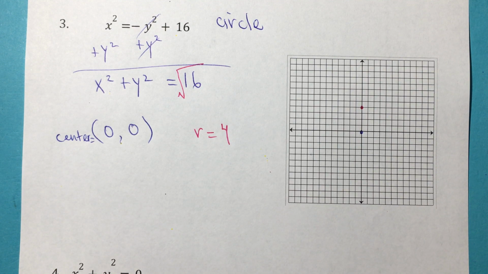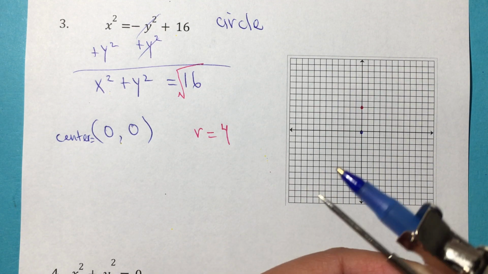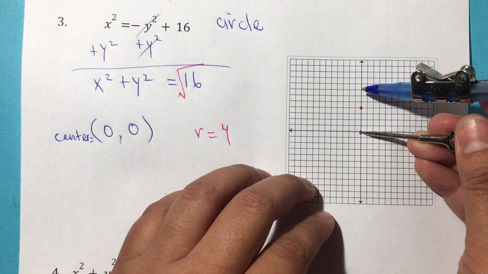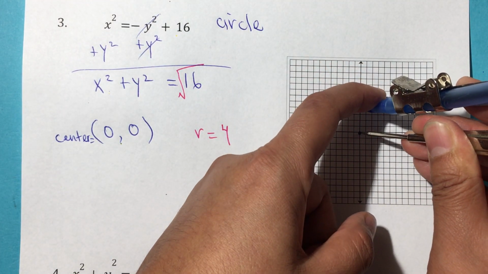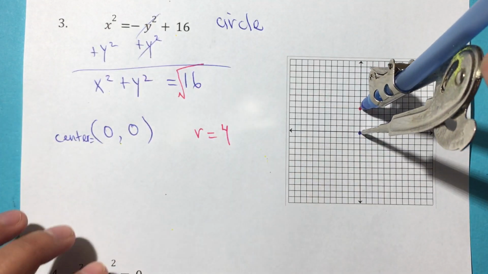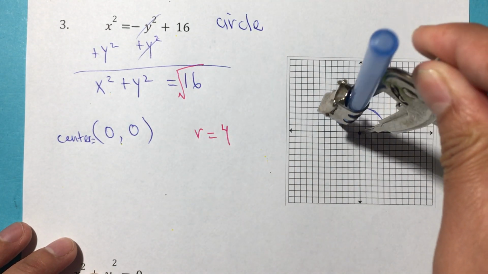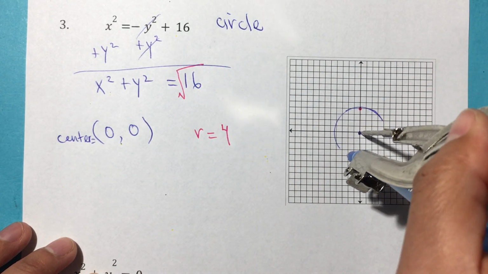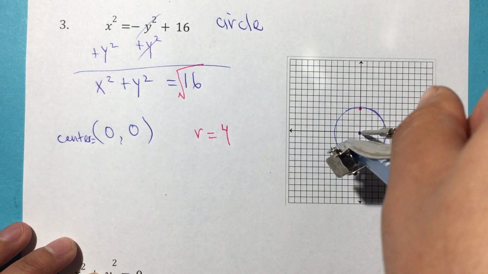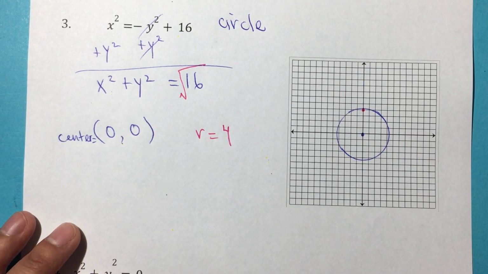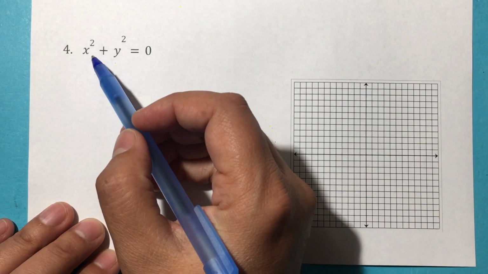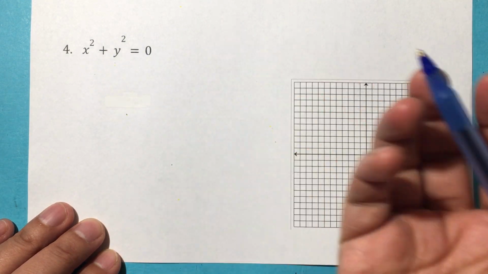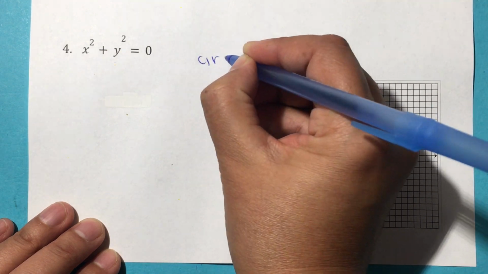It doesn't really matter. Okay, now we open our compass to 4 spaces away. And again, you might want to turn the page instead, or you might want to just create your circle there. Okay, so there it is. Okay, now we have x squared plus y squared. That means that it's going to be a circle.